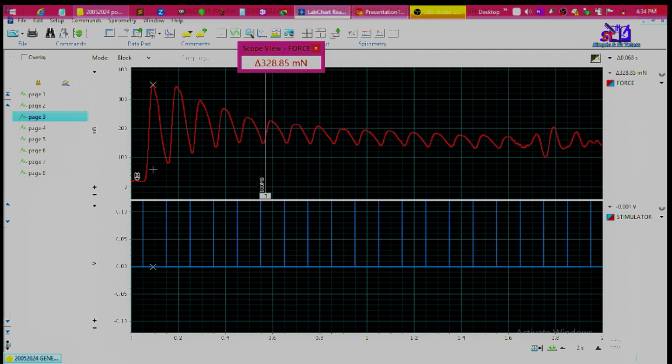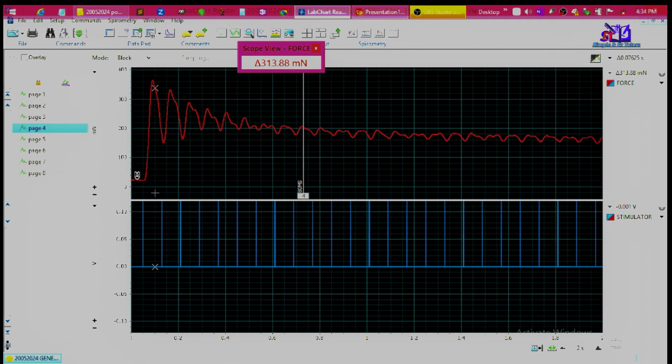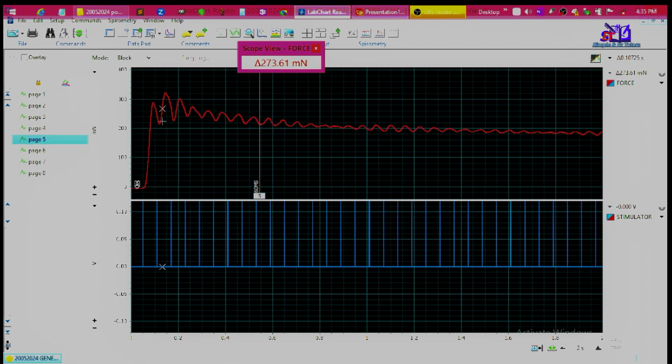Now this is the highest contraction, 328.85 for 100 milliseconds. Let's move to the next page. We have 340.73 for 80 milliseconds.